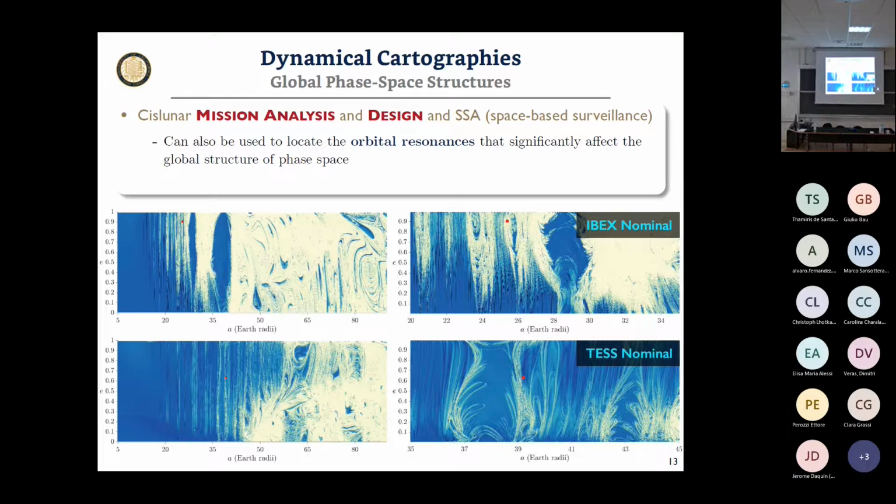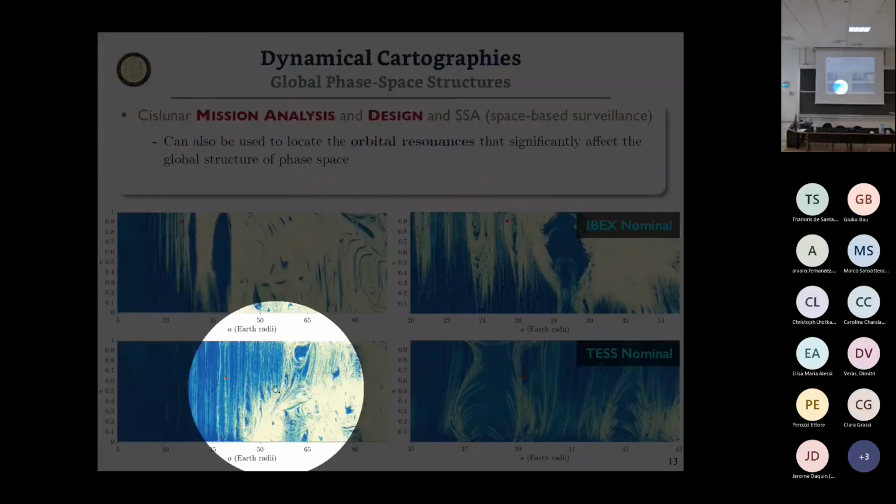So this a priori dynamical analysis could be built into mission design in this regime to allow us to really have a sustainable long-term exploration program for cislunar space.